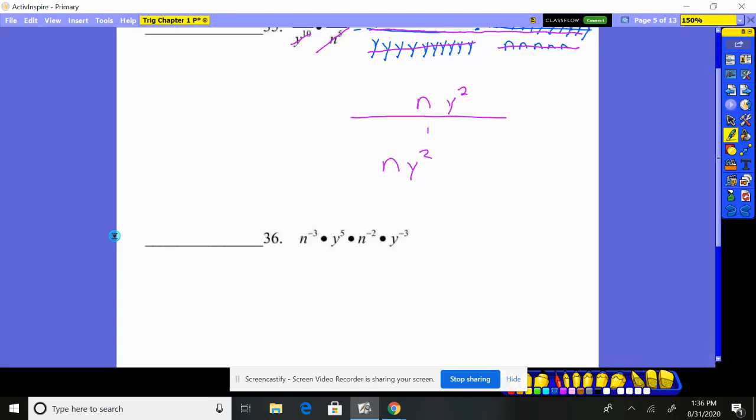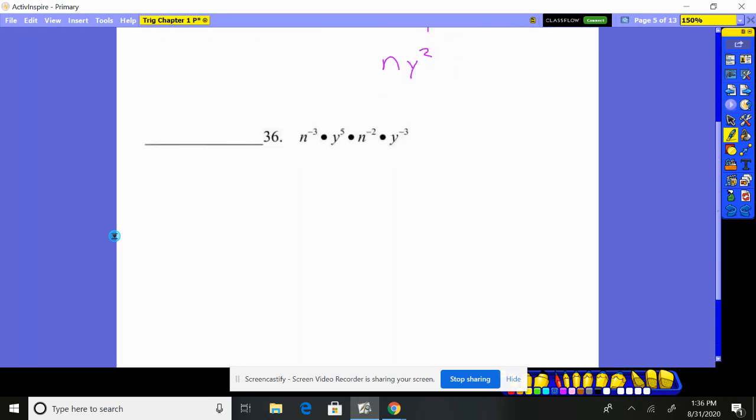Okay, let's look at 36. Move down a little bit. n to the negative 3. As soon as I see that, I know we're dealing with a fraction because that n to the negative third power means it is down below. y to the 5th stays where it is. n to the negative second means it goes down below. y to the negative third goes down below.